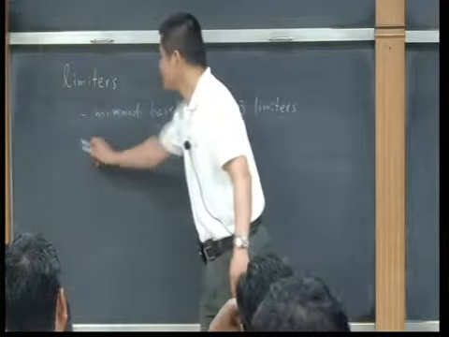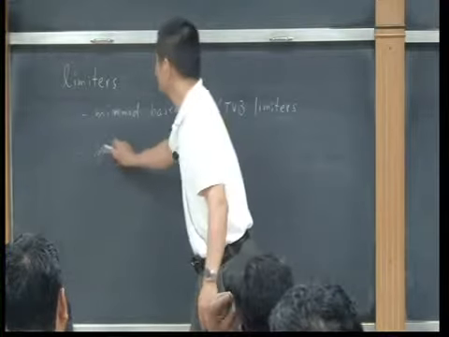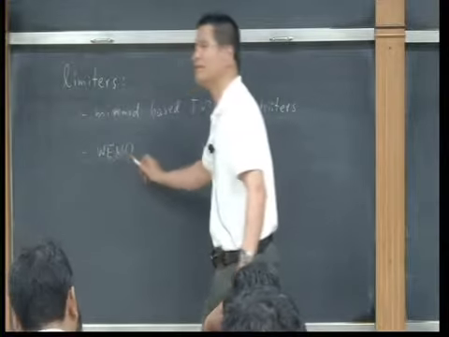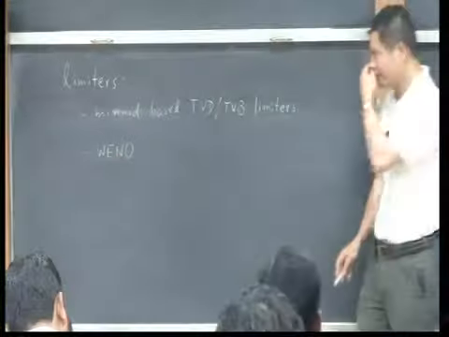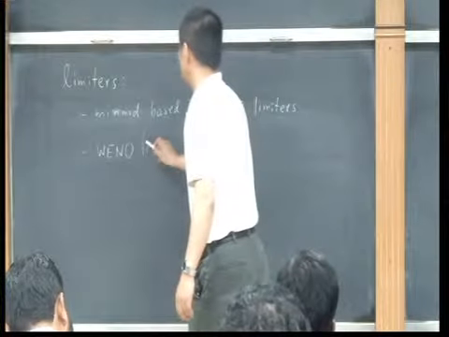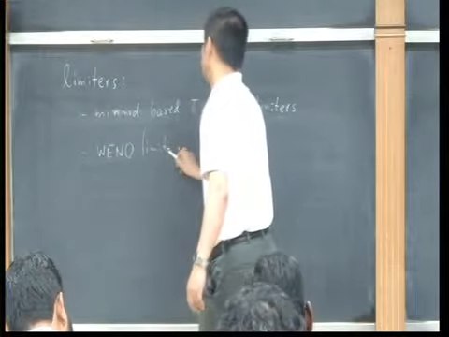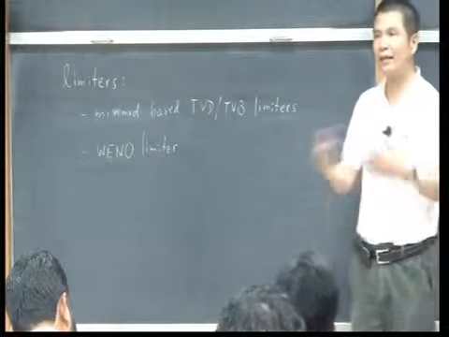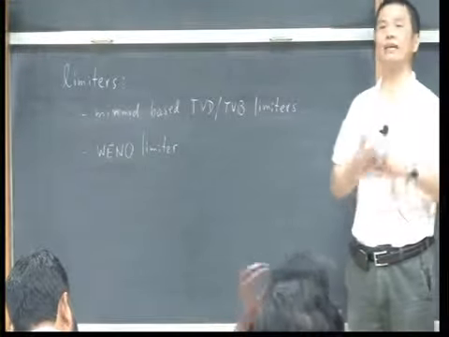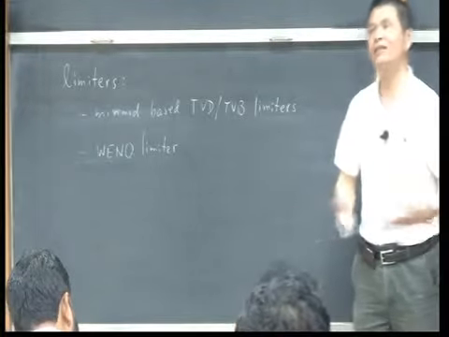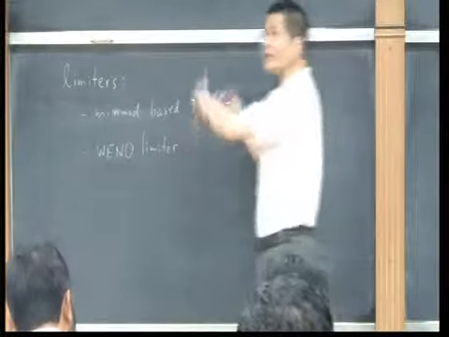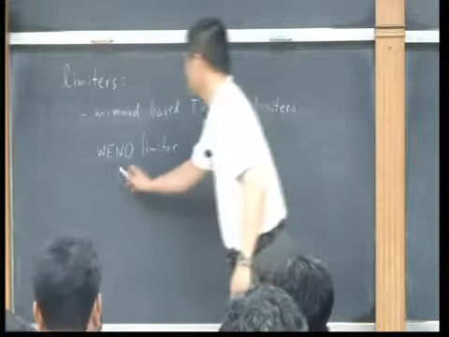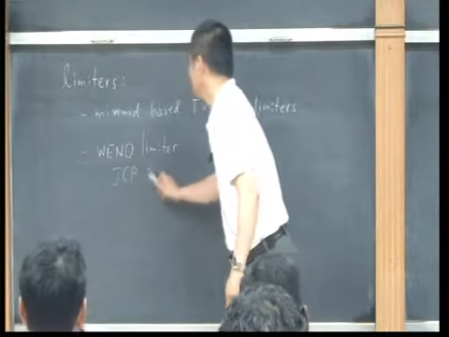Another limiter I want to briefly mention is a WENO type limiter. WENO stands for weighted essentially non-oscillatory. Weighted essentially non-oscillatory limiter. So WENO actually is not a DG technique. It is actually a technique for finite volume or finite difference schemes. However, it can be used as a limiter here. And the most recent work in this direction is the JCP paper by Zhong and myself.